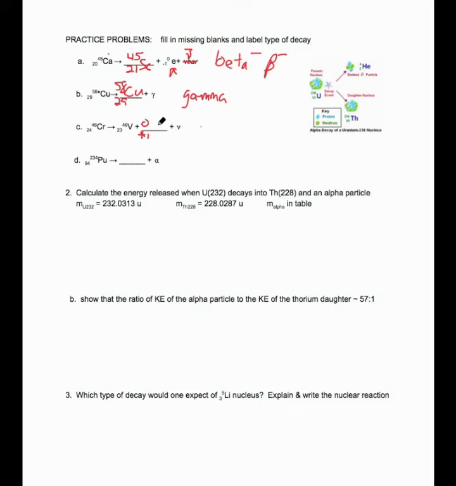Okay, so this is a positron, and so this is a beta plus emitter. And lastly, we have plutonium, which gives off an alpha particle, so that speaks for itself, and we can work out the math. Pretty straightforward, 92.